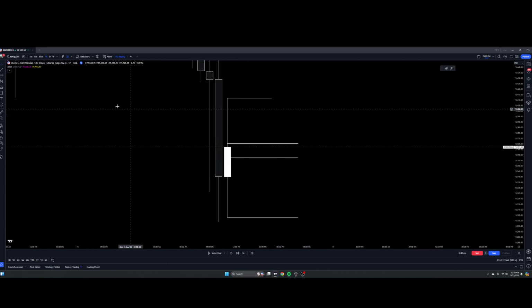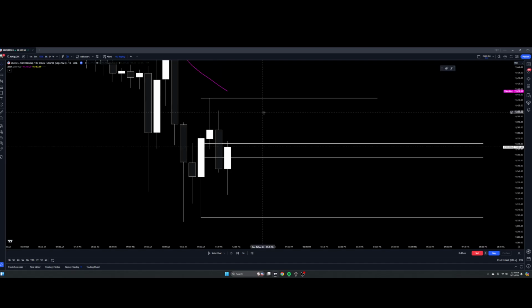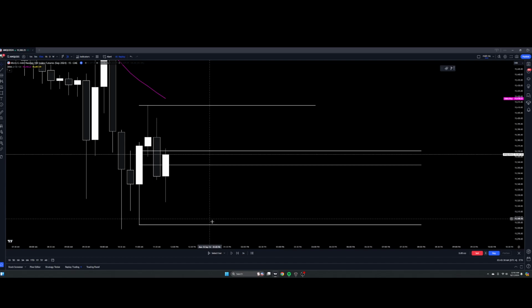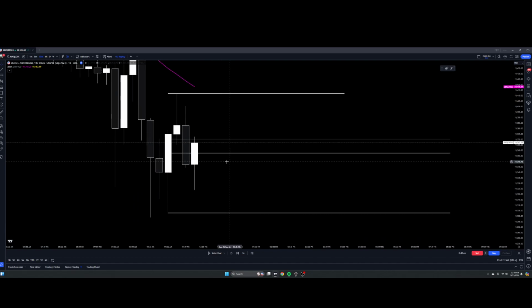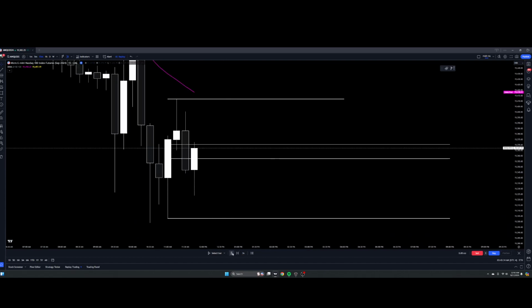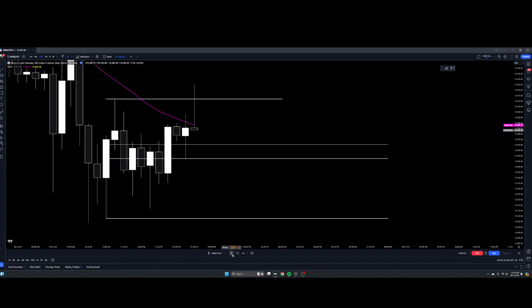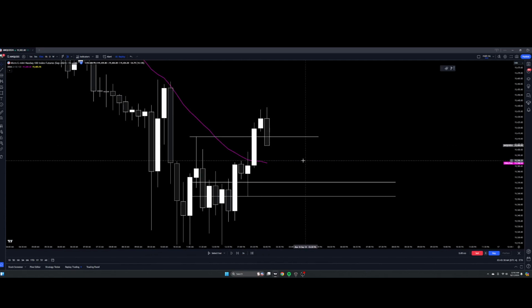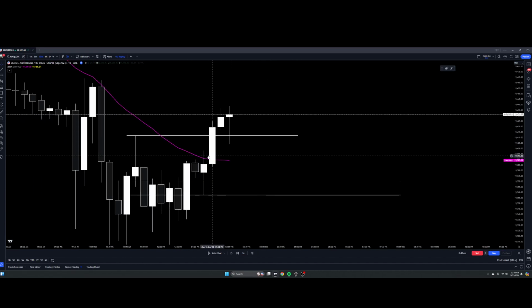So from right here, we're going to look for our next hourly candle, right? So here we have the high and low to 50%. We want to see it either take out a high or low. Not too interested in the 50% right now, just because it is choppy. So here we took the high of that hourly candle.